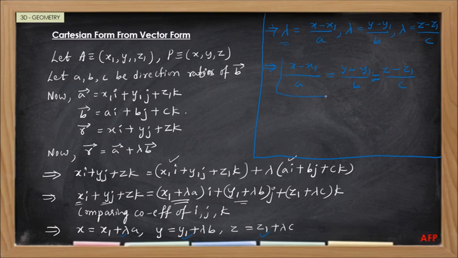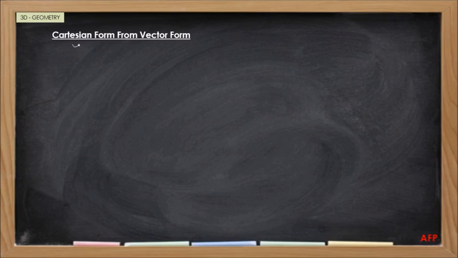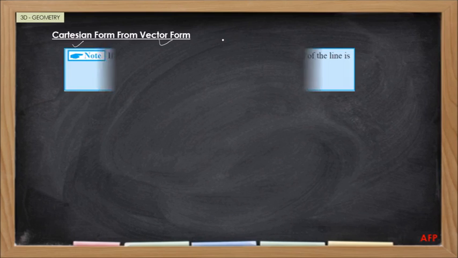So this is nothing but the equation you got, the Cartesian form of a straight line passing through the point x1, y1, z1 and parallel to a given vector whose direction ratios are a, b, c. So this is nothing but the Cartesian form. In the Cartesian form, from the vector form of the equation of a straight line passing through a point and parallel to a given vector, as we have derived the equation, we shall have one very important note here.